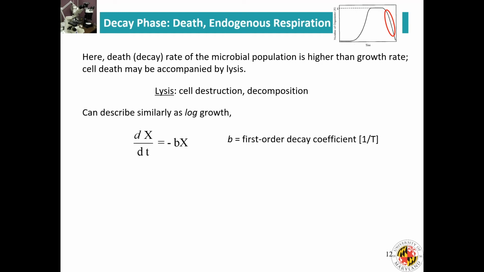In the same way that we calculated and defined mu, the specific growth rate, we can also define b, which is called the first order decay coefficient, and it is negative because of the loss that we have in the cell population. And we use this decay coefficient mostly in the aerobic sludge digestion that happens in wastewater treatment plants.